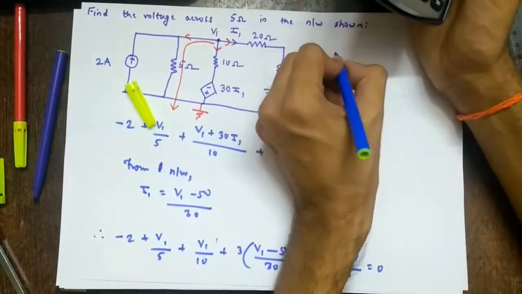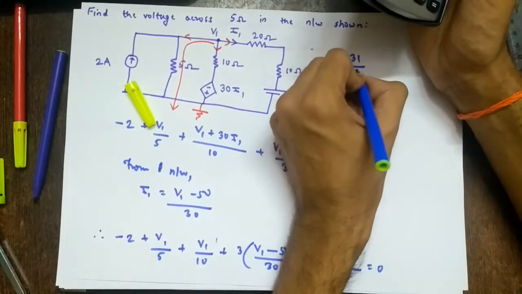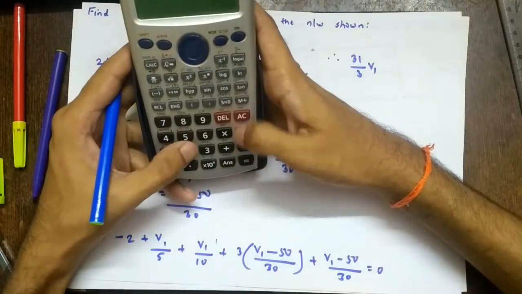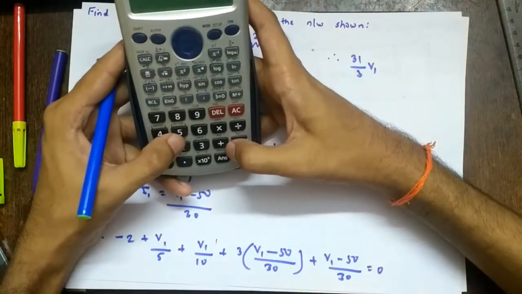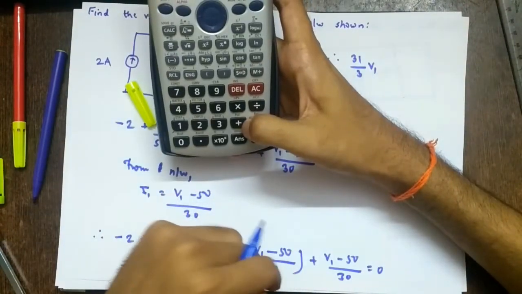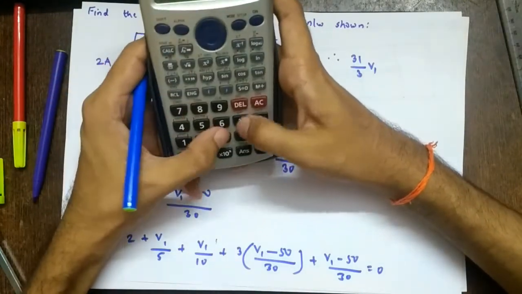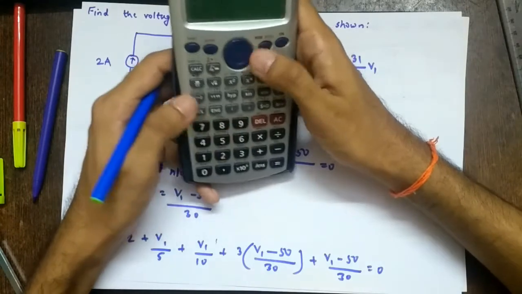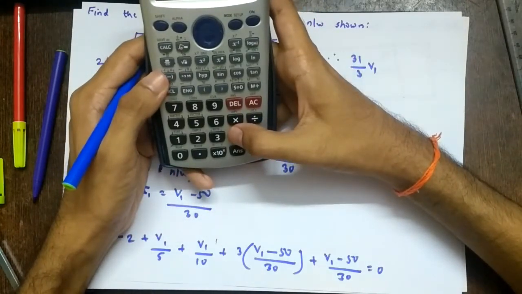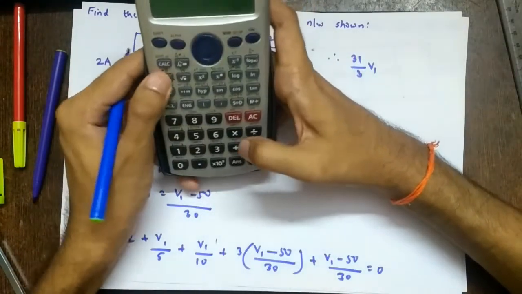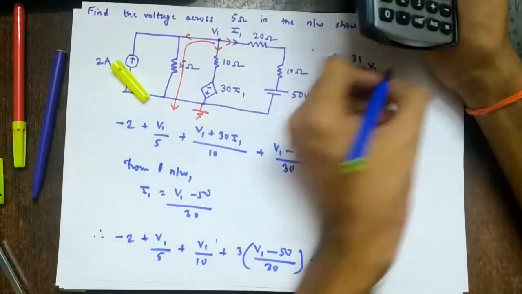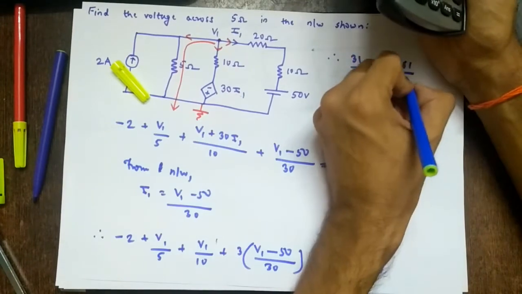So I'll write here, therefore 31 by 3 V1. Then all the constants: minus 2, minus 3 into 50 upon 30, and minus 50 by 30, equal to 161 by 3 towards the right side.